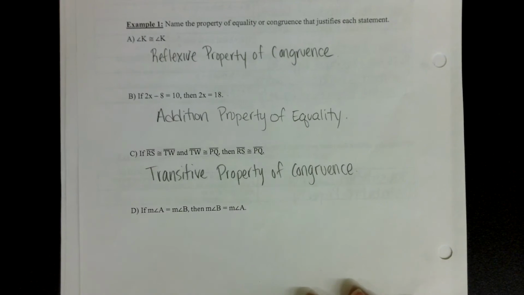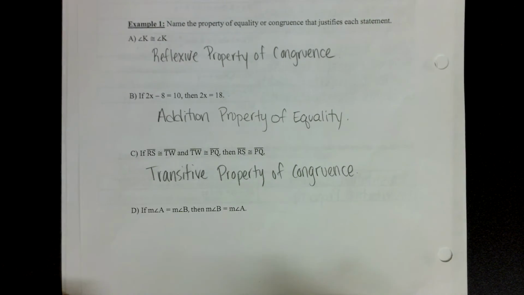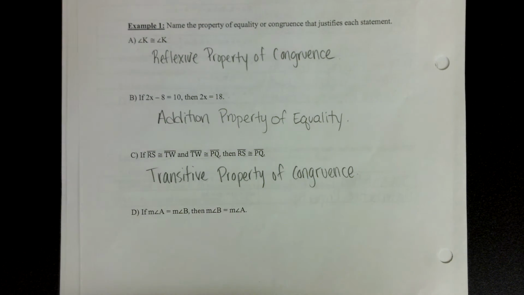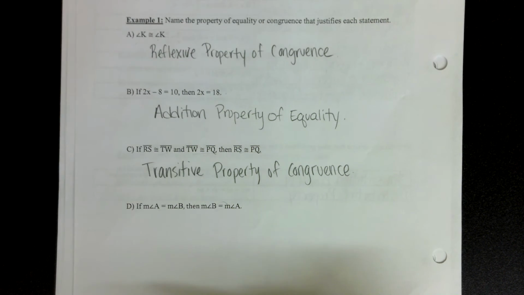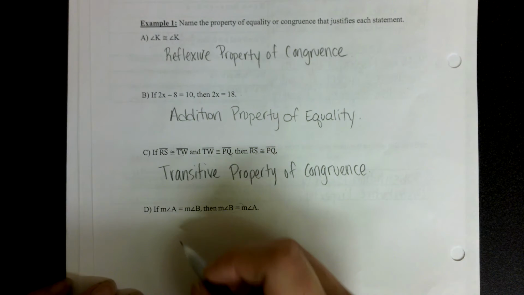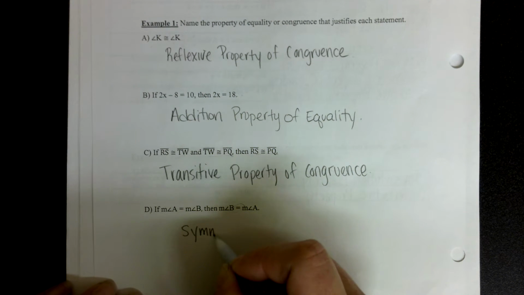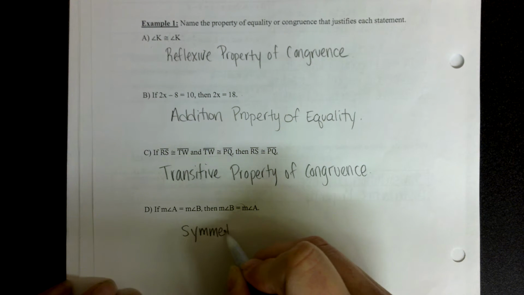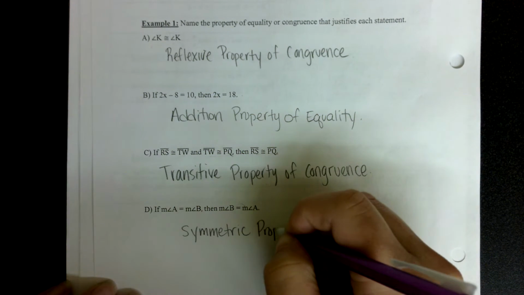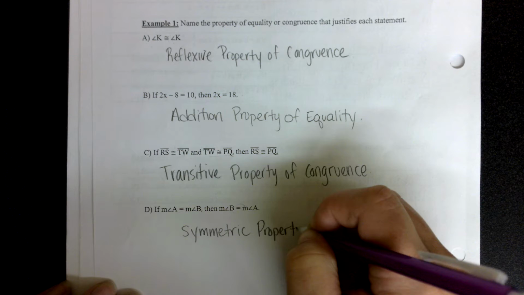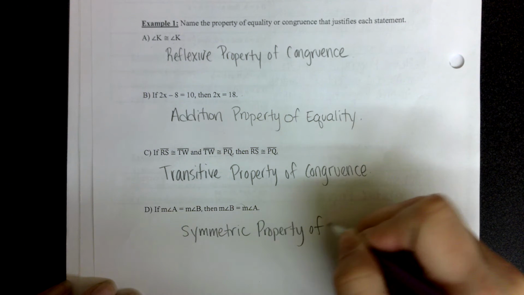And the last one, D. It says if the measure of angle A is equal to the measure of angle B, then the measure of angle B is equal to the measure of angle A. So we have equal signs. We know we're using a property of equality. So it's going to be the symmetric property of equality.